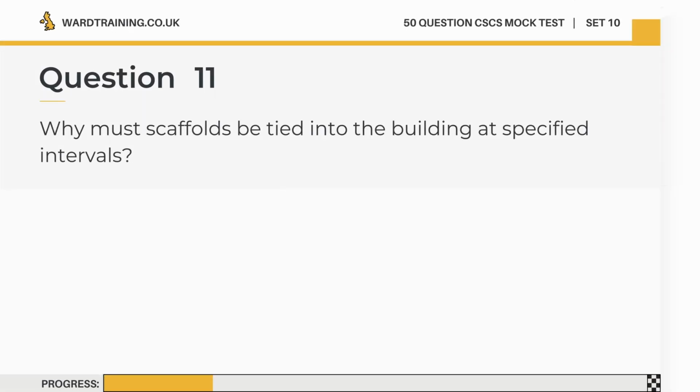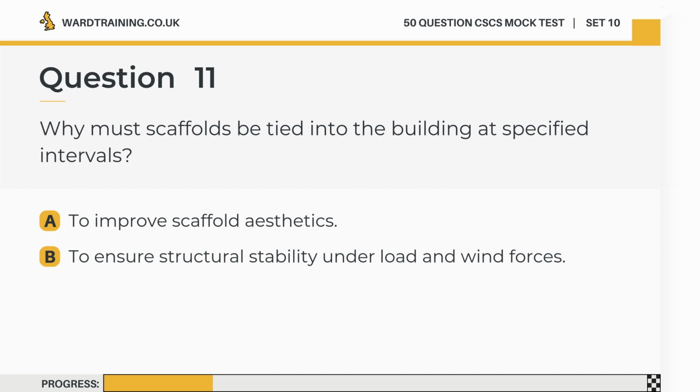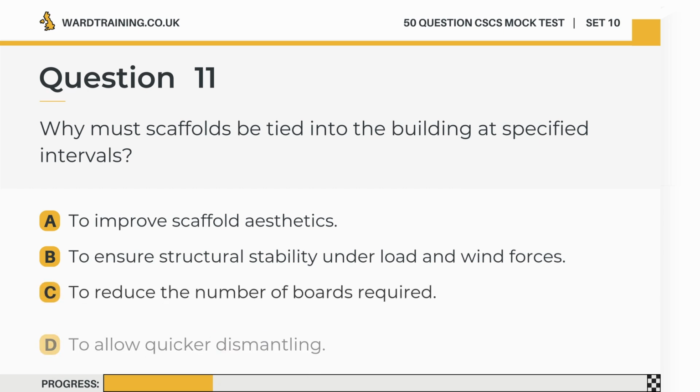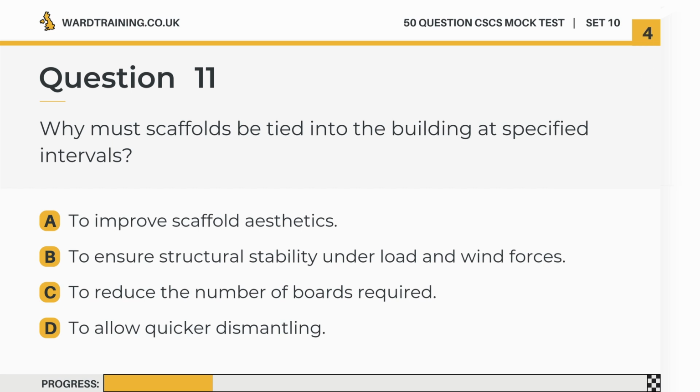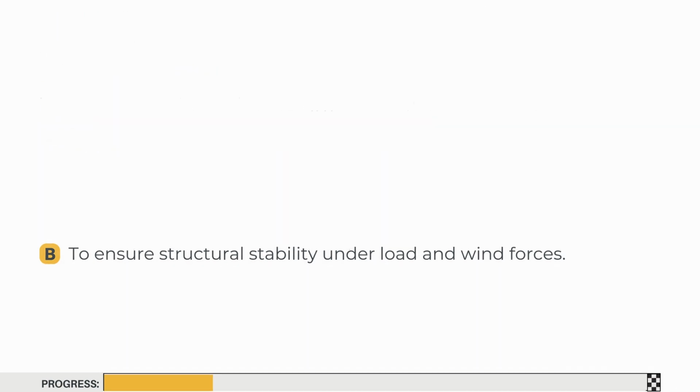Question 11. Why must scaffolds be tied into the building at specified intervals? A. To improve scaffold aesthetics. B. To ensure structural stability under load and wind forces. C. To reduce the number of boards required. D. To allow quicker dismantling. The correct answer is B. To ensure structural stability under load and wind forces.